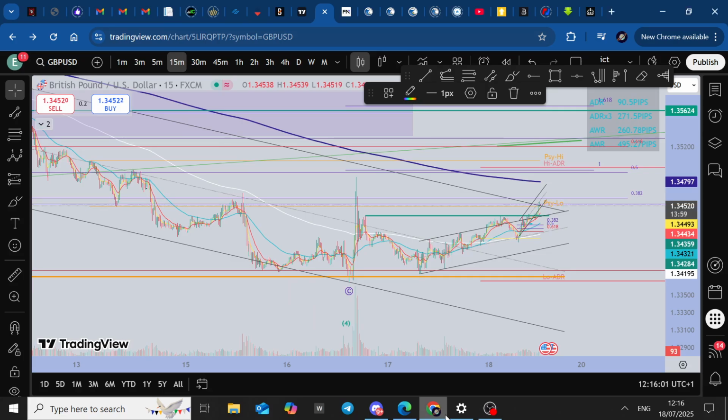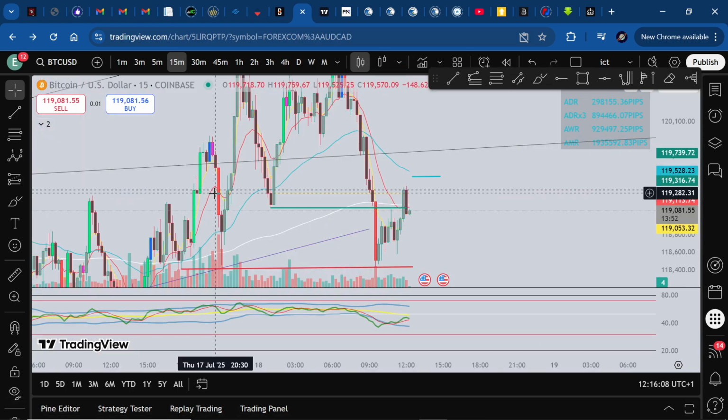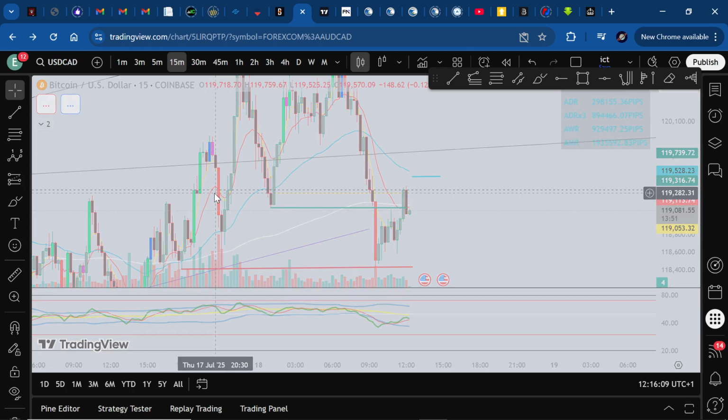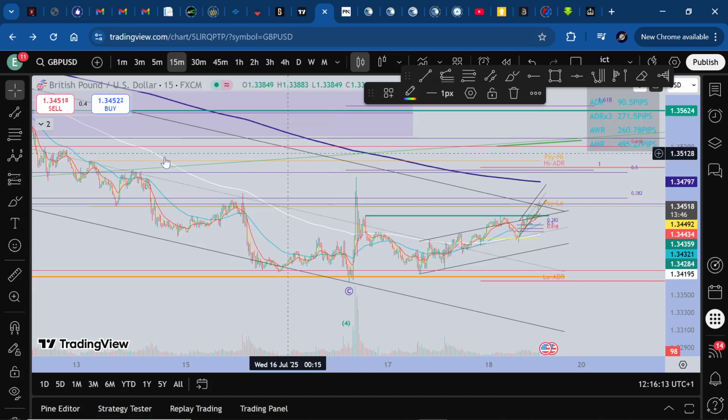Currently buys on GBPUSD, EURUSD, GJ, and shorting Bitcoin and USD. Let's break it down, starting with GBPUSD on the 4-hour time frame.